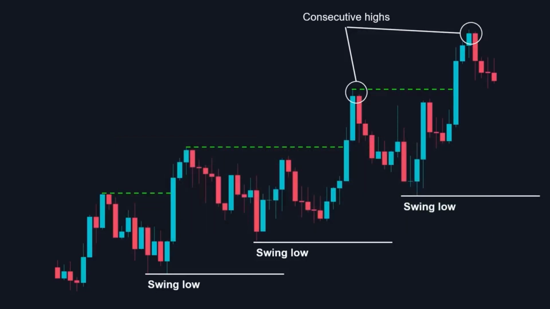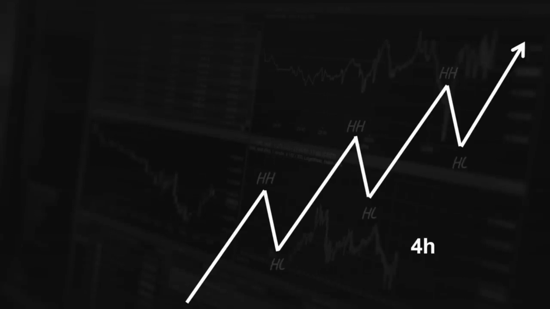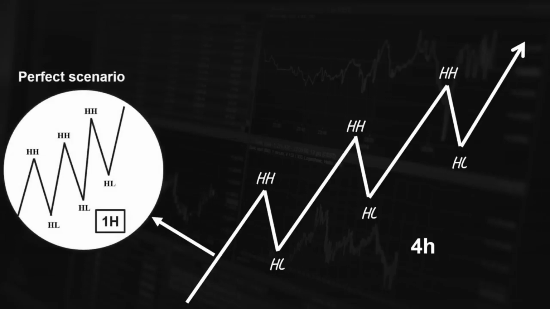To answer this question, you need to understand the fractal nature of the market. Imagine we have an obvious uptrend on the 4-hour time frame with a series of impulsive and corrective moves. The market continuously makes new higher highs and respects the higher lows. If you zoom into the 1-hour time frame, you will notice that this 4-hour impulse wave consists of impulsive and corrective moves that respect the higher lows in the perfect scenario.